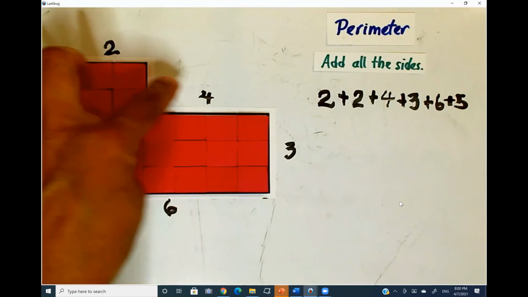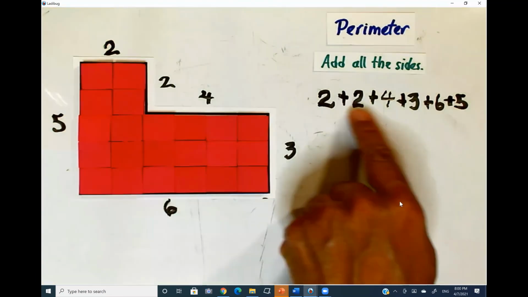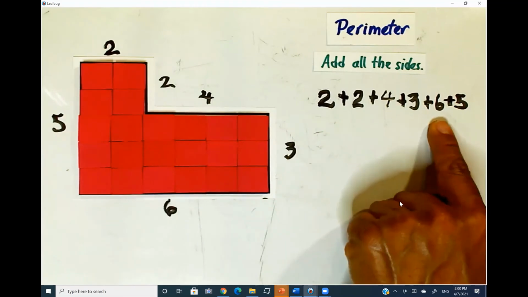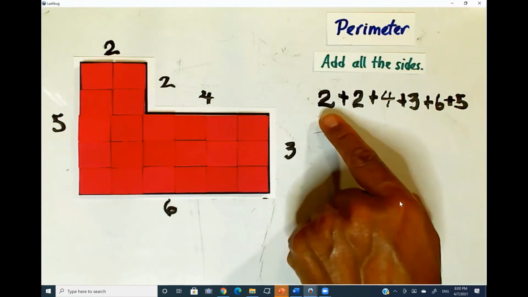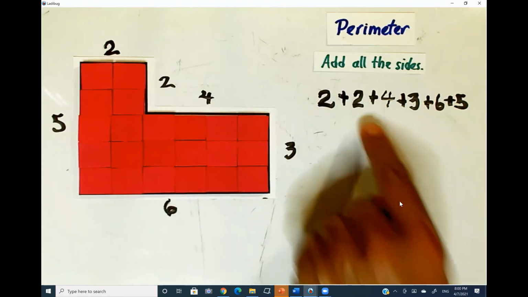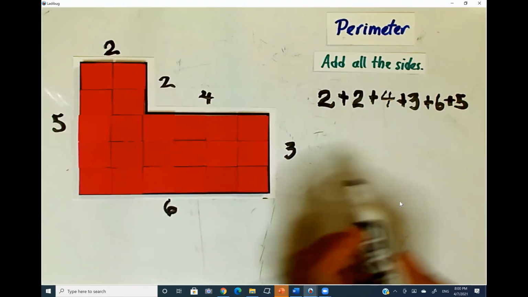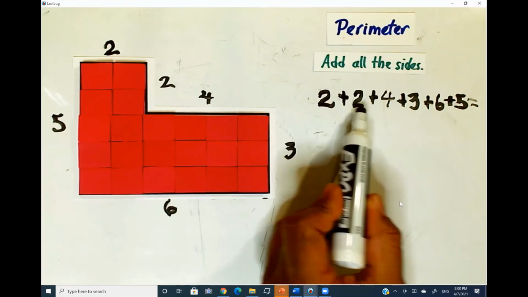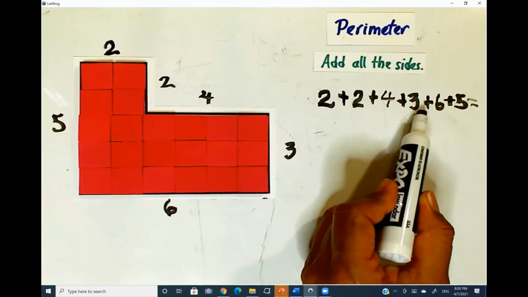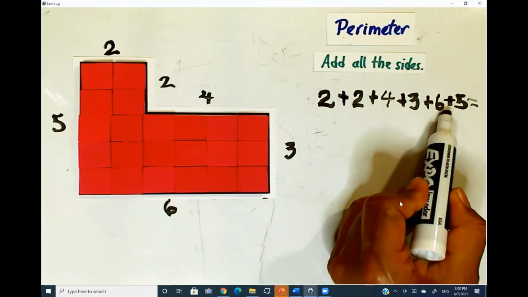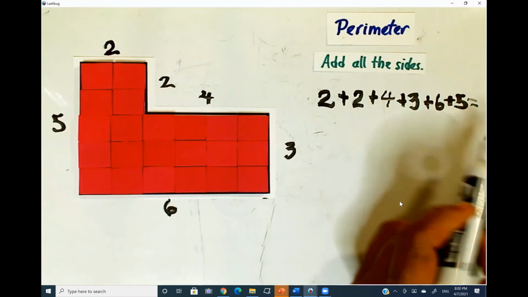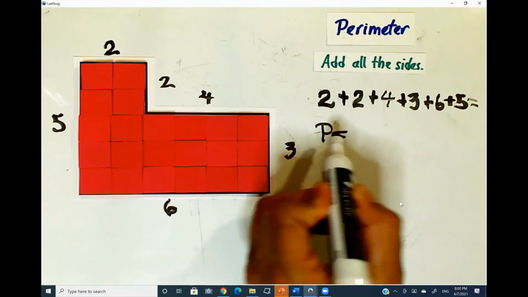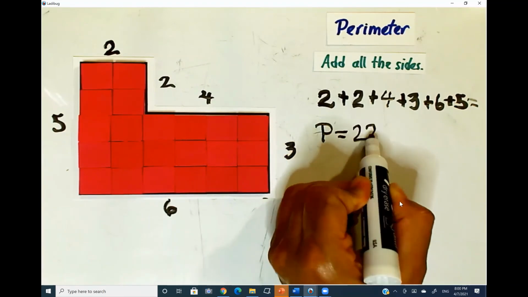1, 2, 3, 4, 5, and 6. So I have 6 sides and I have 6 numbers. So now I'm going to add the length of each side to find the perimeter. So the perimeter is going to be 2, 4, 8, 11, 17, 22. So in this case, the perimeter, which we represent with P, equals 22 units.